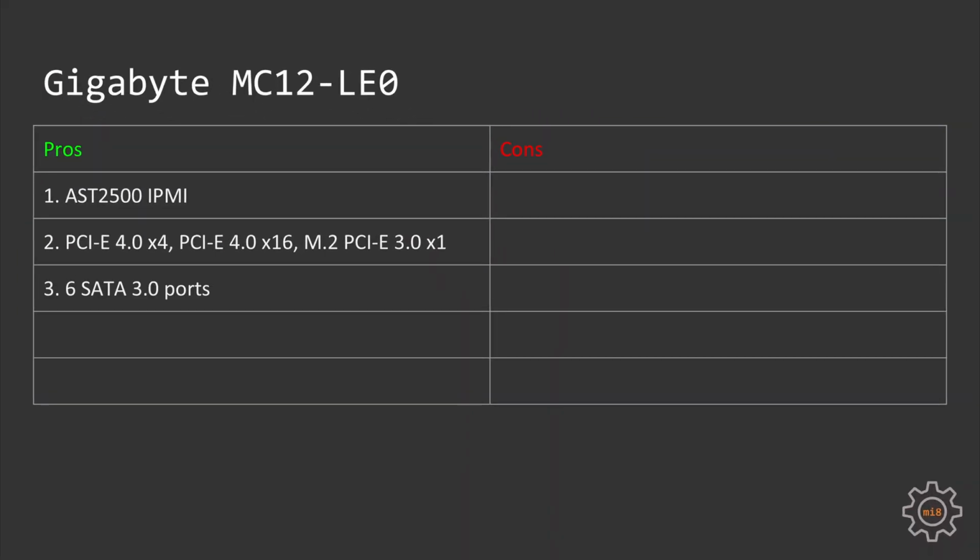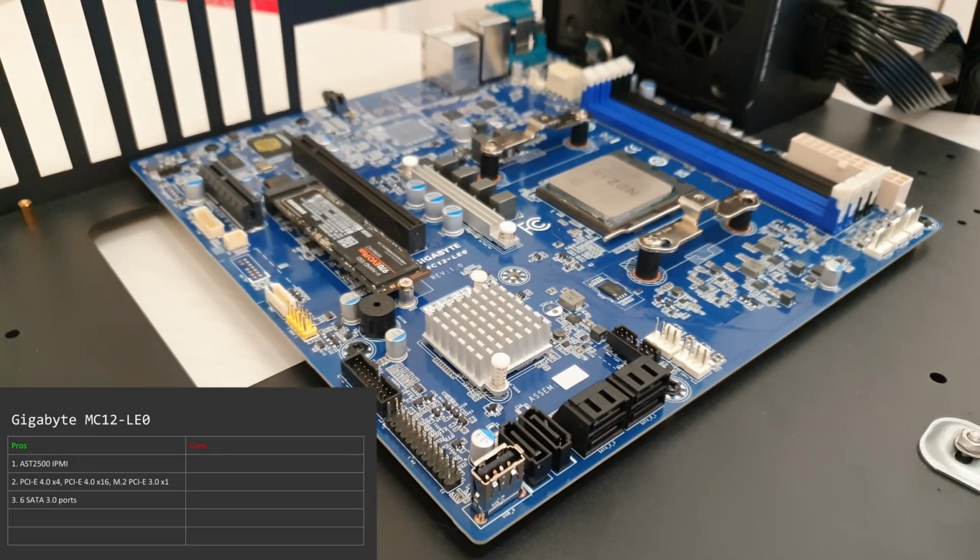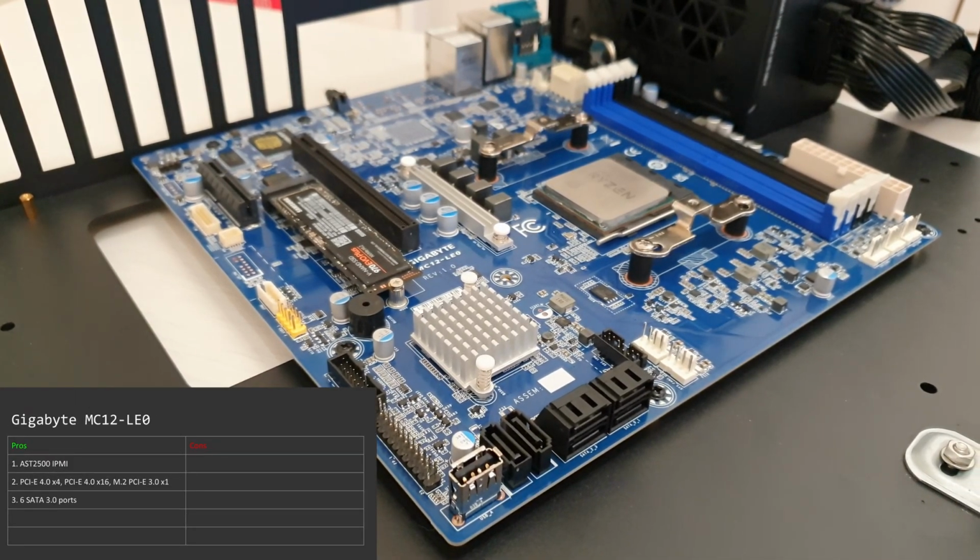Then, unlike many other budget motherboards that come with only 4 SATA ports, the Gigabyte MC12 has 6 SATA ports, and this is more than enough for most home NAS builders.